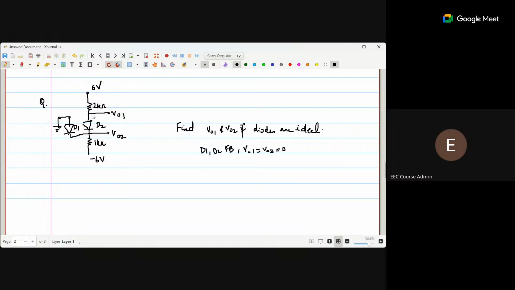-2 here, -2. So no current. But with -2 you will not get D1 forward biased. How did you get it? Because of the 0 volt anode voltage, if you assume D1 to be forward biased, then directly you will get V0 to be 0 only. So that -2 will be invalid, correct?